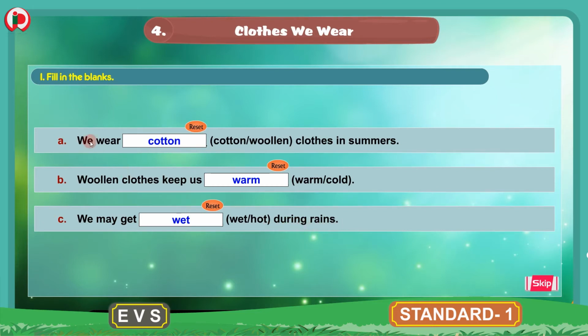I will read once again for you the sentences. We wear cotton clothes in summers. Woolen clothes keep us warm. We may get wet during rains. Children, here for each sentence, 2 words are given. We have to select the correct word from these 2 given words and write in the given blank. This is about the first bit, fill in the blanks. Now we will move to the next bit.